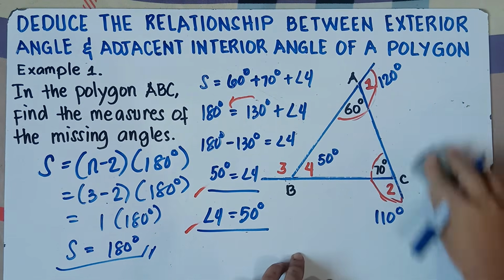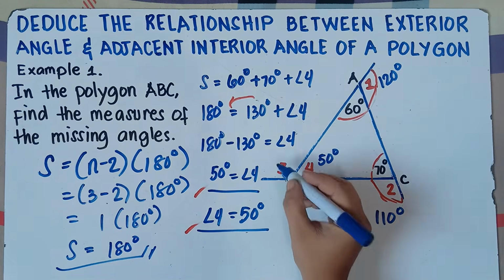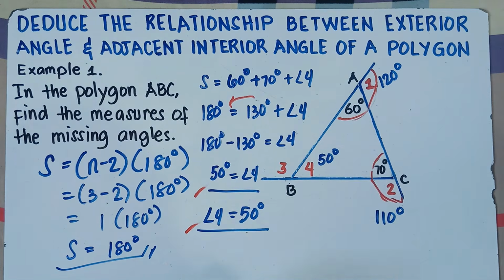Alright, how about angle 3, class? What's the measure of angle 3? That's correct. It should be 130 degrees, because 130 degrees... okay, let me just erase this one, class. Once again, angle 4 is 50 degrees. So you can pause the video for the solution of finding angle 4.